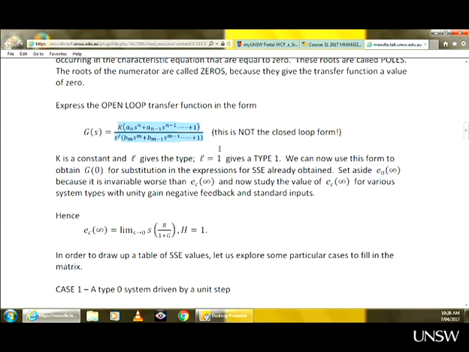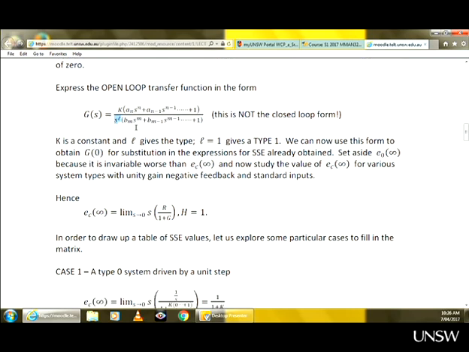So you have a polynomial in the denominator, polynomial in the numerator. The denominator has this factor here, s to the power of L, where L is called type. So it determines the type of the system. If there is no s, that means you have type 0, s to the power of 0, which is 1. Okay, so that is the type. K is just a steady state gain.